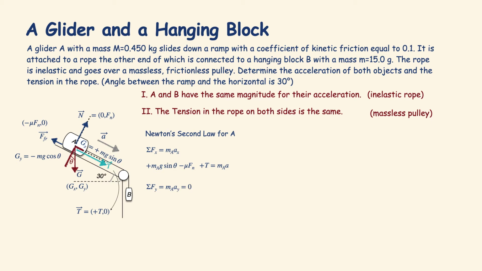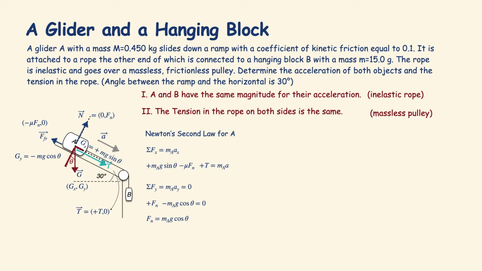For the y components, the equation is going to be even simpler. There is no y component to the acceleration, so the sum of all y components of the forces applied on that glider has to be equal to 0. So with that, I will have plus Fn, the y component of the normal force, minus m_A g cosine theta, the y component of the gravitational force, equal to 0. So I see here I have an algebraic expression for what the normal force is going to be on that glider.